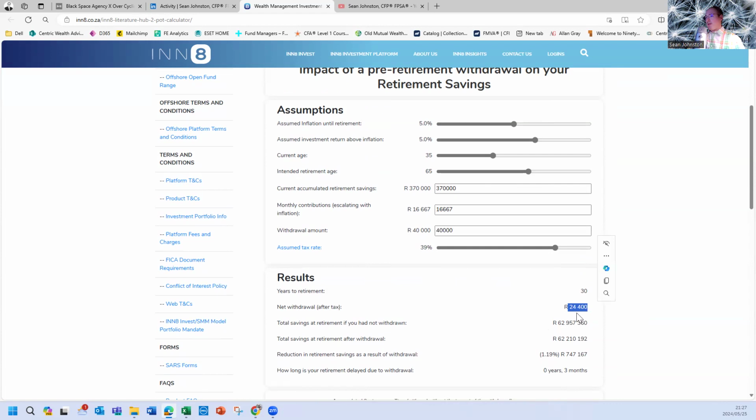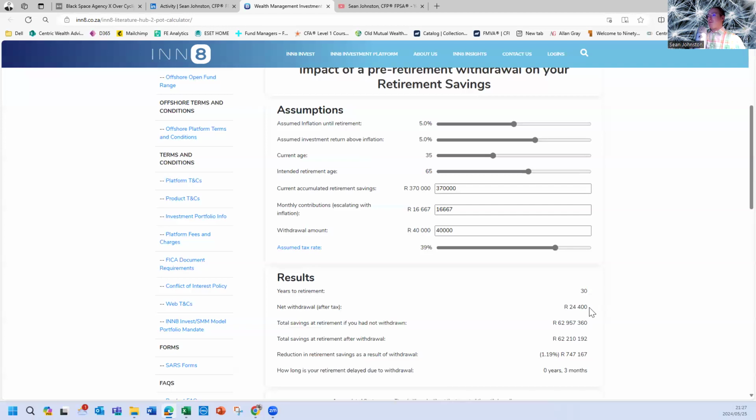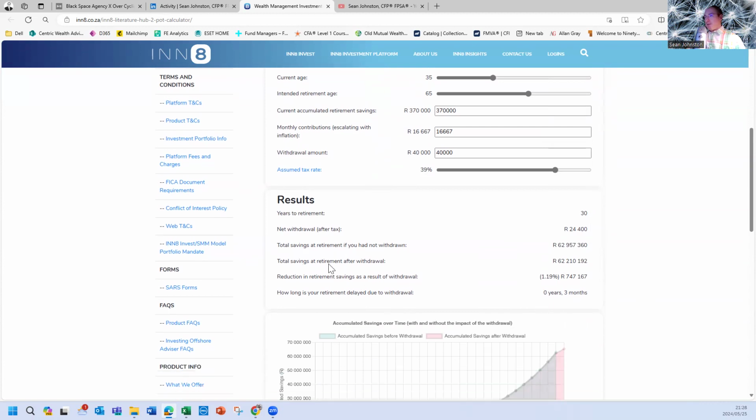So your net after tax withdrawal. You're taking 40 out, 24,440 is the net. So obviously, if you take 40,000 minus 24,400, yeah, it's the same as mine. It's 15,600. That's the tax you're paying. So this calculator does that, and that's actually what I should have shown. So full credits to Innate for thinking about that. Your total savings at retirement, if you had not withdrawn, is 62,957,360.